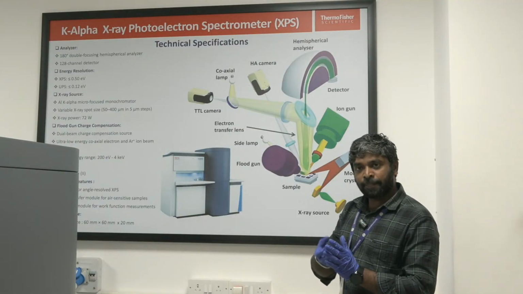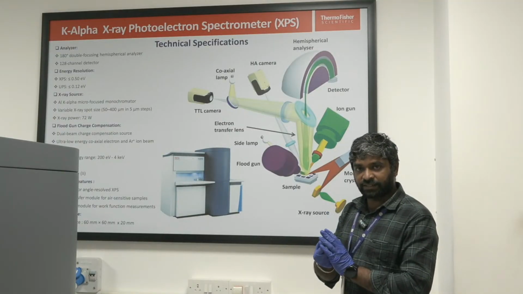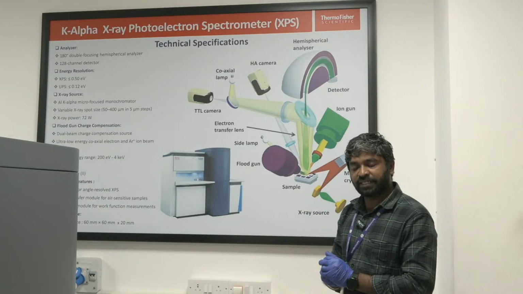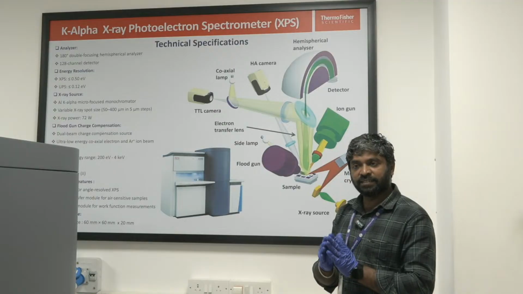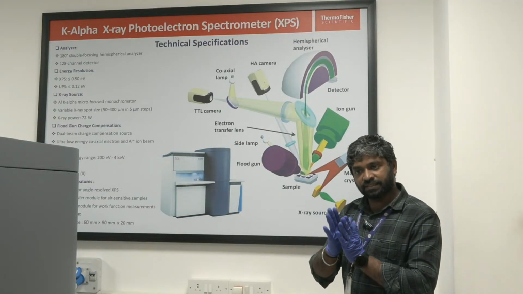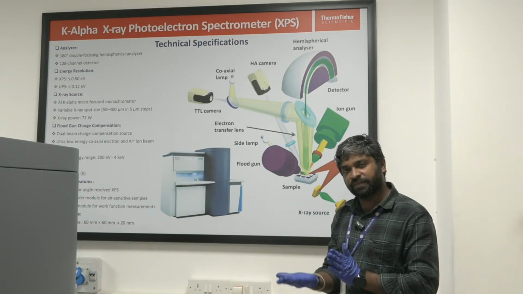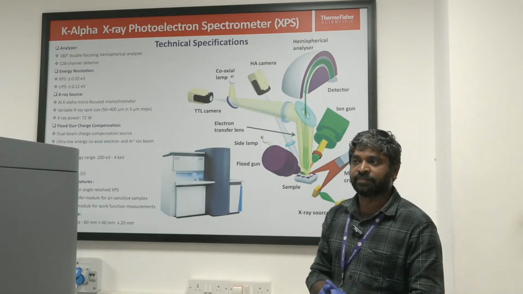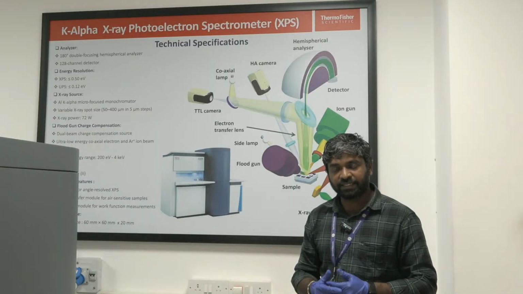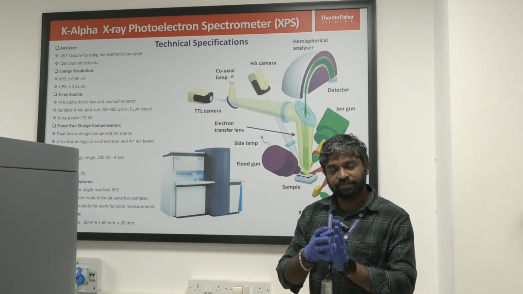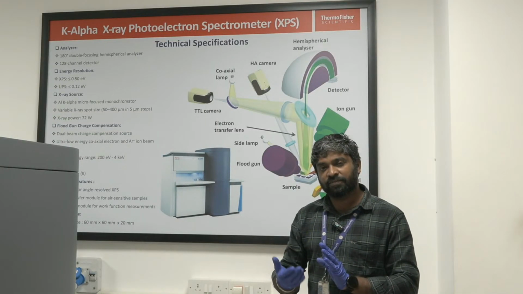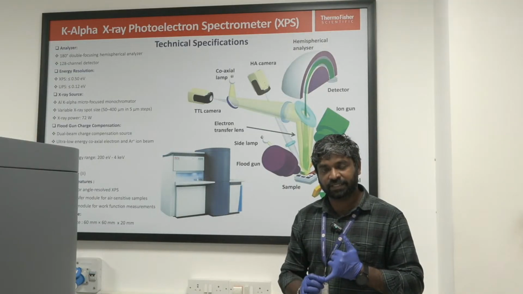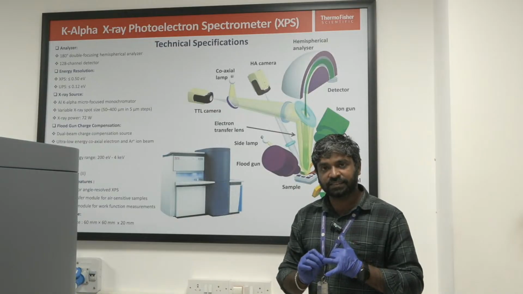The detector will receive the photoelectrons and measure their kinetic energy. Then, by computer, this kinetic energy is converted into the binding energy scale and we get the binding energy. The binding energy is the fingerprint, and from this binding energy scale we can find chemical information, like the chemical composition of the material and the oxidation state.